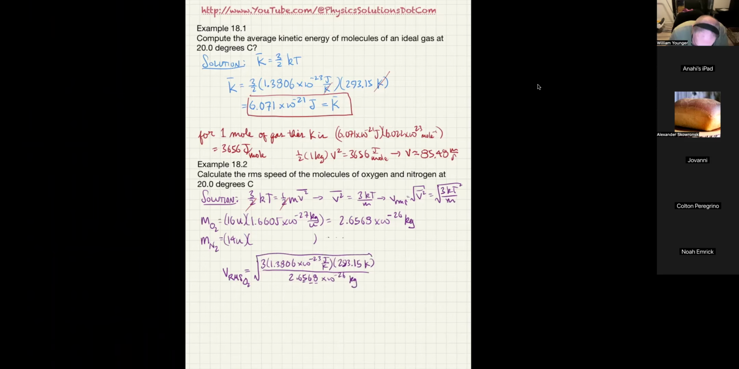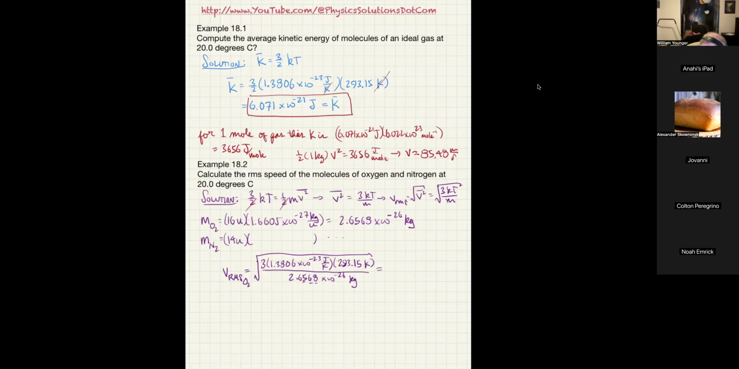kilograms. And you should take the time to convince yourself that all this stuff cancels out to leave meters squared per second squared under the square root. And then, of course, when you take the square root of it, you get meters per second. But you guys should convince yourself of that. So I'm going to do 3 times 1.3806 times 10 to the negative 23 times 293.15. And now I'm going to divide that by 2.6568 times 10 to the negative 26.